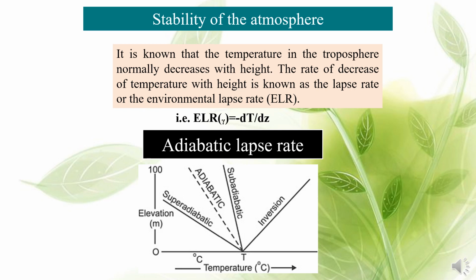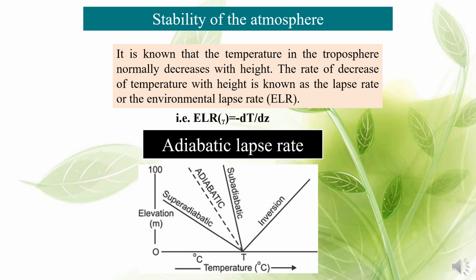So let's know about the stability of the atmosphere briefly. We have already learned about the hydrostatic equilibrium of the atmosphere, which is the balance between the vertical component of the pressure gradient force and gravity. In case of hydrostatic equilibrium, there cannot be any vertical acceleration, but in case of weather phenomena like turbulence and convection, there will be vertical movement of the air.